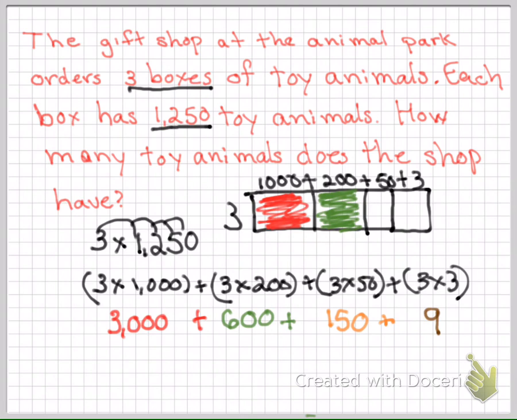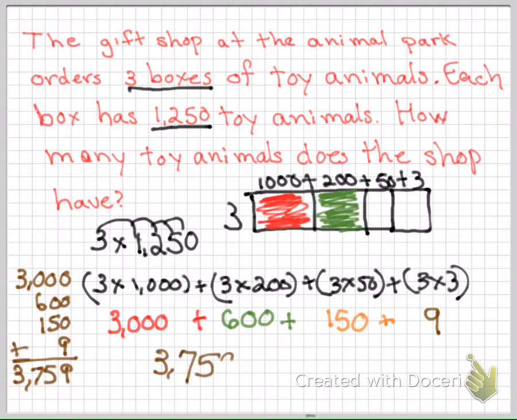So now we line those numbers up and we add them. I'm going to use this over here, 3,000, and underneath it I have 600. Notice I'm using my columns to line this up. 150 and 9. Add them up, I got 9, 5, 7, 3. So the store has 3,759 toy animals.